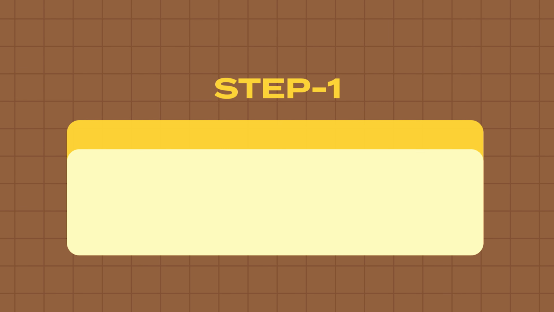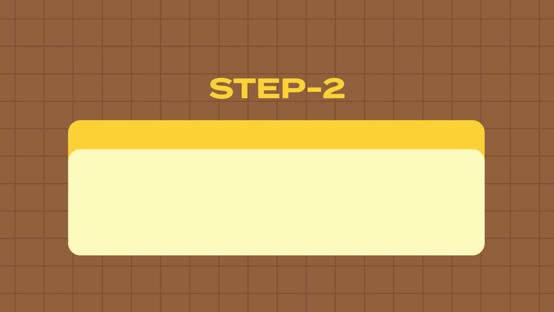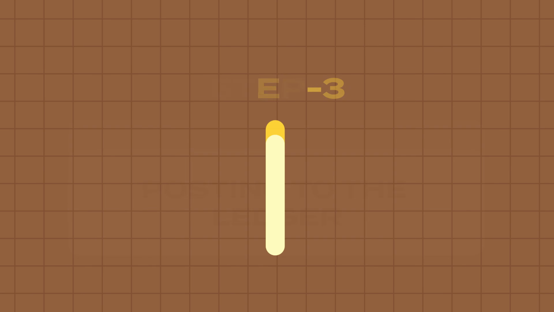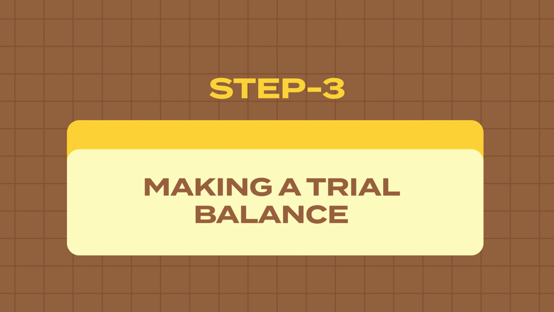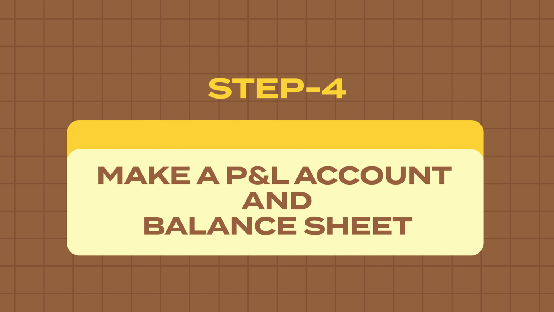Step number 1 is the passing of journal entry. Step number 2, you need to post those journal entries into a ledger. Step number 3 is you prepare a trial balance. And step number 4, you now make a profit loss and balance sheet. Let me take you through all these 4 steps.